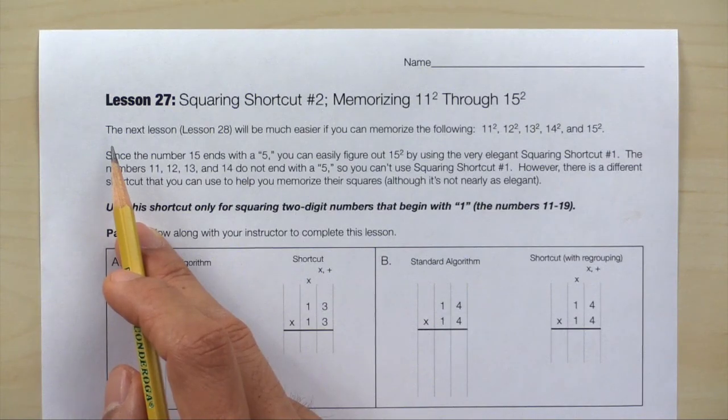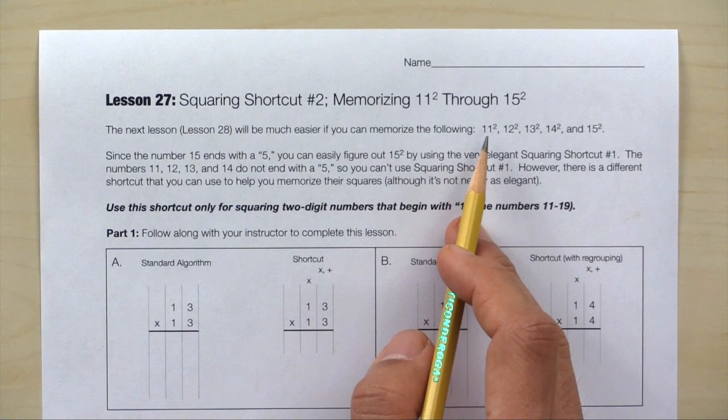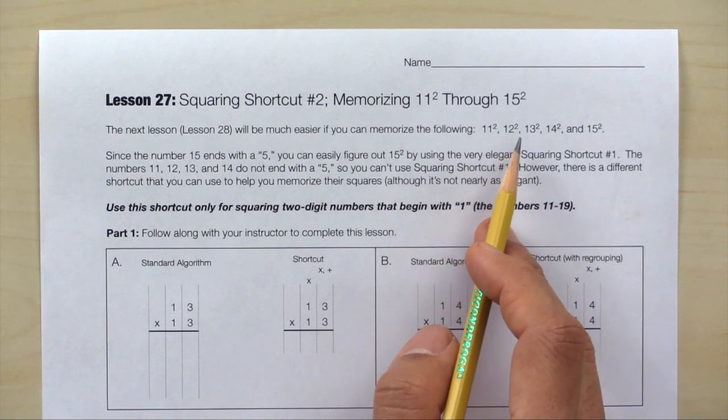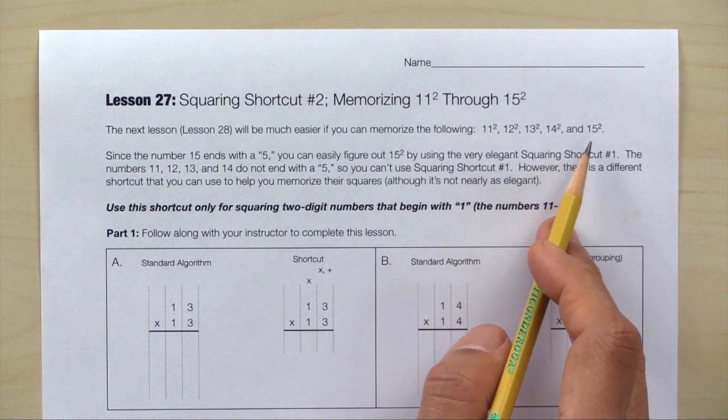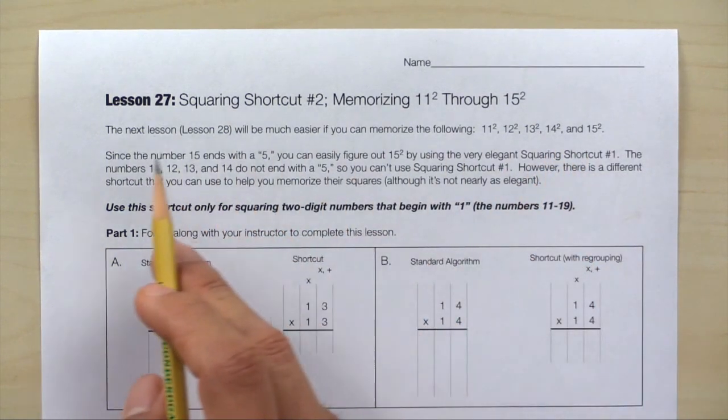Lesson 27, Squaring Shortcut Number 2, and Memorizing 11 squared through 15 squared. Take a look at the introduction. The next lesson, Lesson 28, will be much easier if you can memorize the following: 11 squared, 12 squared, 13 squared, 14 squared, and 15 squared.